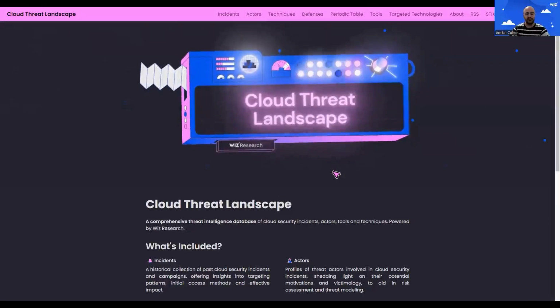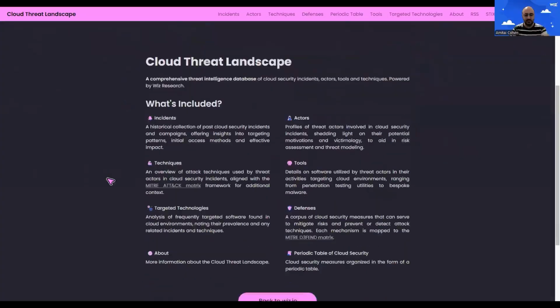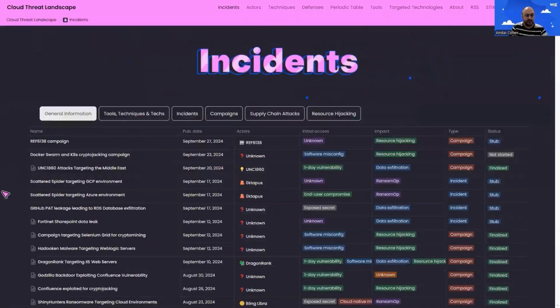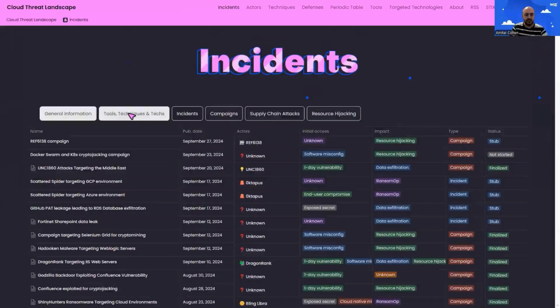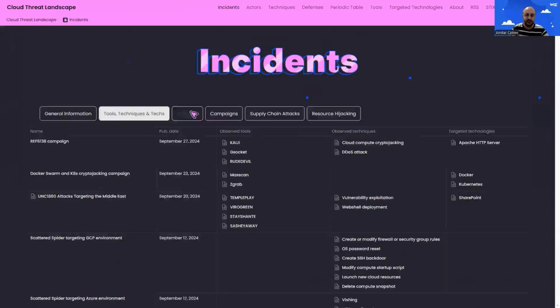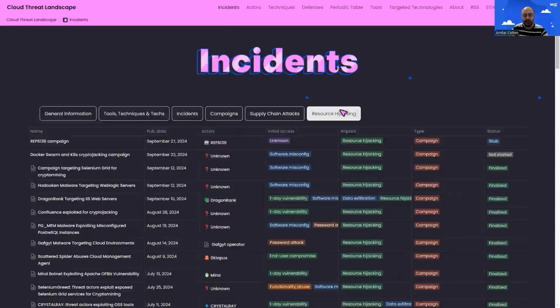So just to show you what this kind of pivoting looks like and how it can be useful, this is the Cloud Threat Landscape website. We can see we have incidents, actors, techniques, tools, targeted technologies, defenses, which are the mitigations we offer against various techniques that threat actors are using. And let's take a look at a few examples. So I go into incidents, and then I can see here that there are a bunch of different incidents and campaigns that we've documented here by a bunch of different actors. You can see the various tools, techniques, and technologies that they're targeting. You can see the incidents that they've been involved in. You can see various campaigns, supply chain attacks, cases where the threat actor's ultimate goal was resource hijacking, like cryptojacking, which is very prevalent in the cloud.